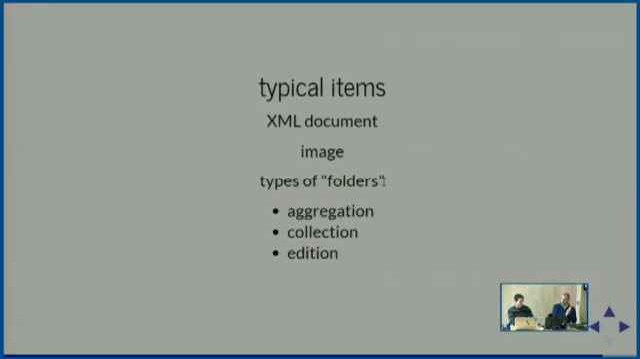So here are the typical items we can create within the lab, or we can import XML documents, images, and there are different types of folders that is due to the different metadata we can store here. So, for example, every collection has metadata about the collector who's responsible for the collection. Every edition, for example, has to have a license and a rights holder. And aggregations are pretty much the simple folders, I hope I'm right, not with any specific metadata.